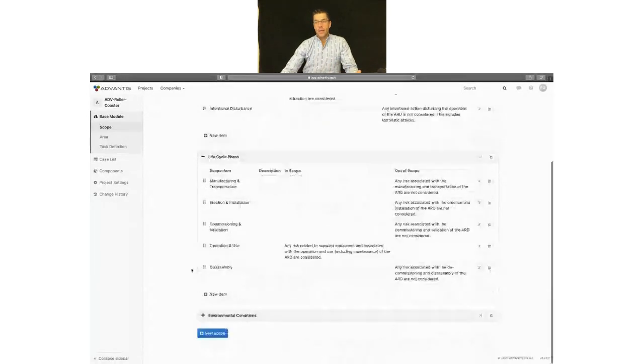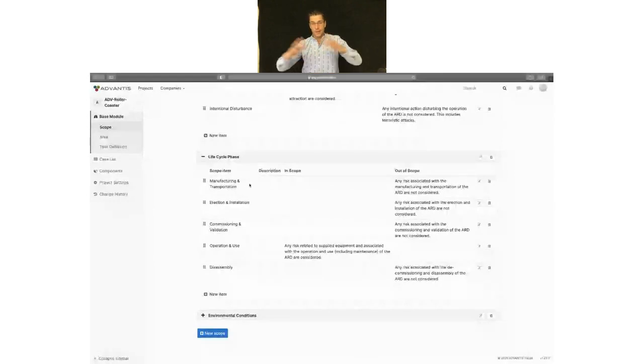Life cycle phase, which phase are you considering? In the standard, we are clear. We say at a minimum you have to consider the operation and use phase of the ride. If you then decide, well, I'm also going to include commissioning, validation, the erection, installation, all that, that's fine. If it's a fixed installation, we do not recommend doing that because that is huge.